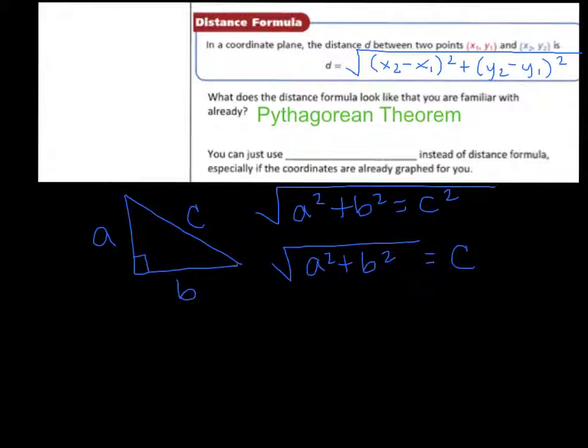If the distance formula is confusing for you, you can just use the Pythagorean theorem instead, especially if they give you the coordinates on a graph. I'm going to show you how to do that now. If you look at example 3, they're asking me to find the length of segments FG and JK. Then they want to know, are those two segments congruent?